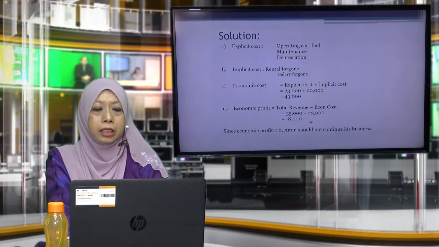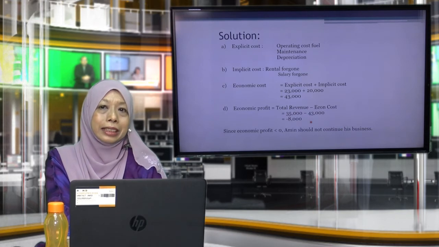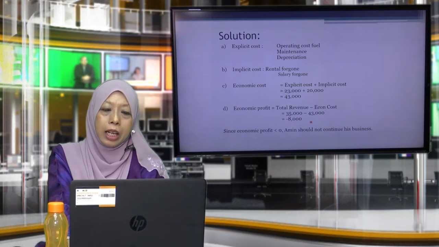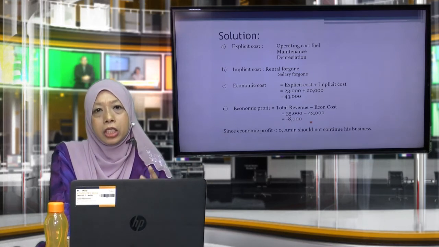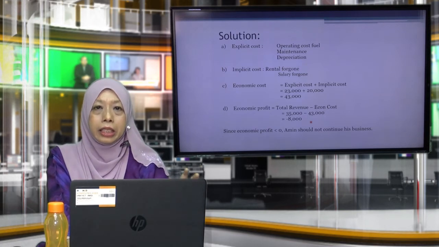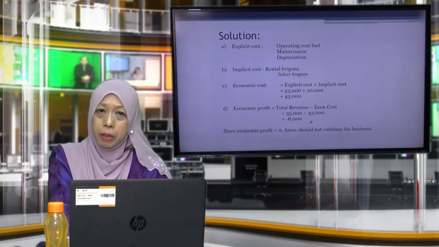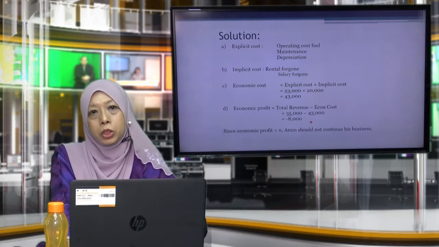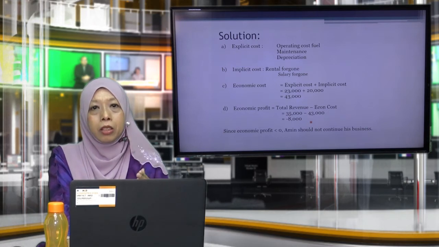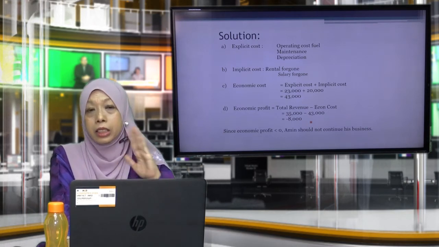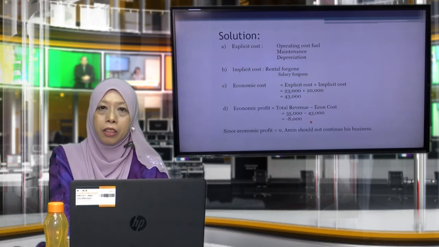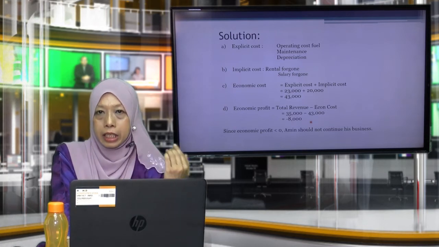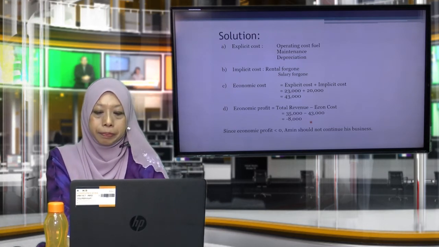Why is that the case? Because his economic profit is negative. So as long as economic profit is less than zero, it is advisable for the entrepreneur not to continue the business. However, if economic profit is greater than zero, it would be advisable for the firm to continue with the business because the total revenue or the sales can cover all the costs involved in the production, whether it is explicit or implicit cost.